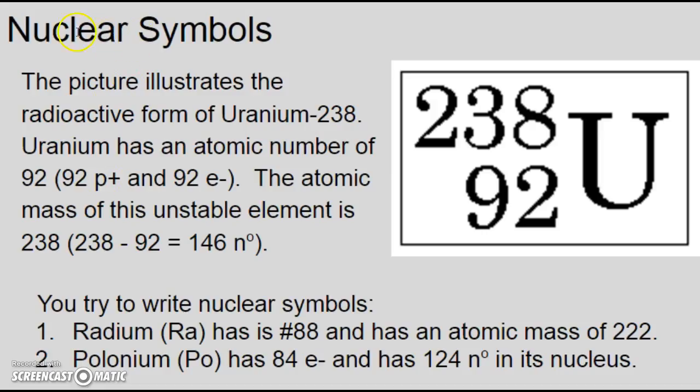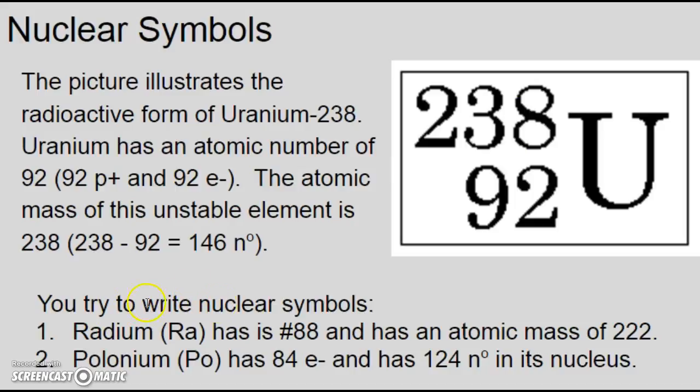So we've got to start off with the basics here. So nuclear symbols. And you'll see a picture that looks like this. We'll just start off with uranium. In this case, we'll talk about uranium-238. So the picture illustrates the radioactive form of uranium-238. Uranium has an atomic number of 92, right? It has 92 protons and 92 electrons. The atomic mass of this unstable element is 238. So to find the number of neutrons that it has, I can take 238 minus 92, and you would find it has 146 neutrons. So there's different ways you'll have to be able to work through here. But you need to know this is the atomic mass, and this is the atomic number.